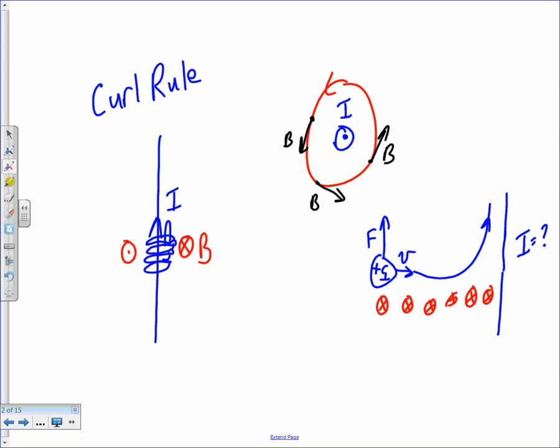Now, what kind of current in this wire will cause a magnetic field into the page? The current has to go down, because with your finger in that direction, the magnetic field wraps around that wire, into the page on one side, out of the page on the other. So the current that generates this magnetic field has to be down. That's the curl rule, and this is an application where you have a charge that reacts to a magnetic field generated by a current in a wire.